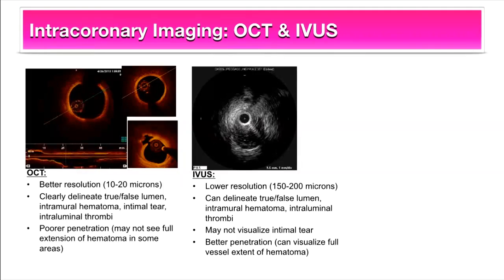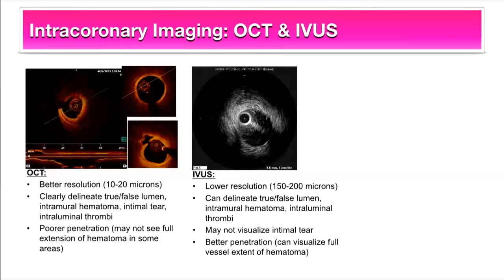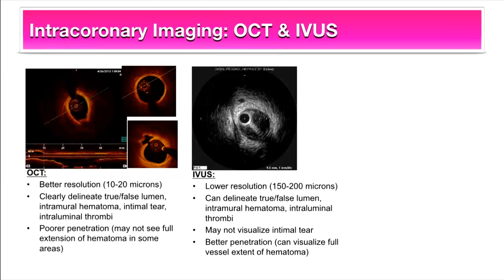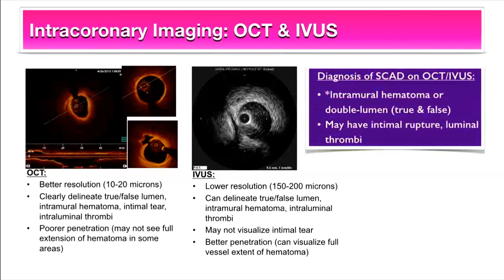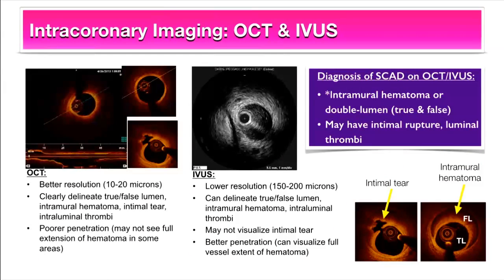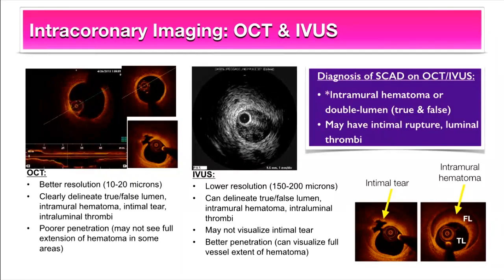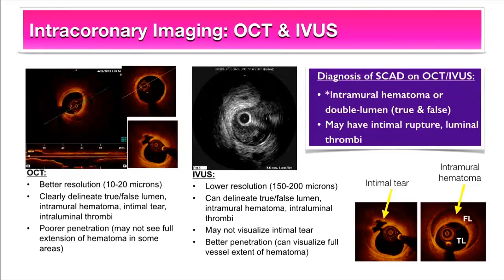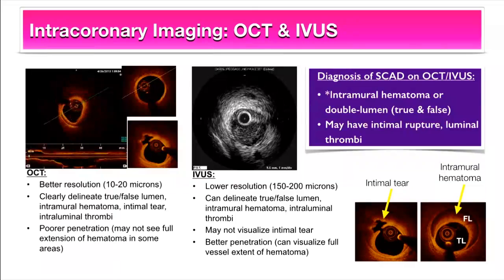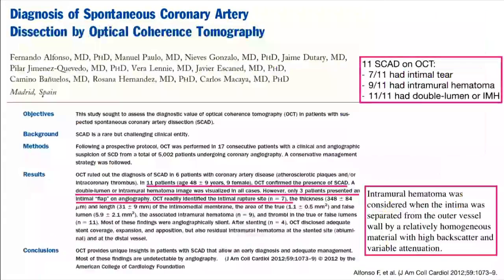in some cases, but because of the superior resolution, OCT can clearly delineate the true and false lumen, visualize the intramural hematoma, visualize intimal tear, and even intraluminal thrombi superior to IVUS. So in the setting of intracoronary imaging to diagnose SCAD, we typically need either intramural hematoma or the presence of the double lumen. And in some cases, you may observe an intimal rupture, and you may also observe luminal thrombi, as shown in these examples here.